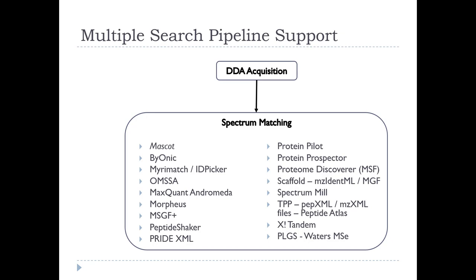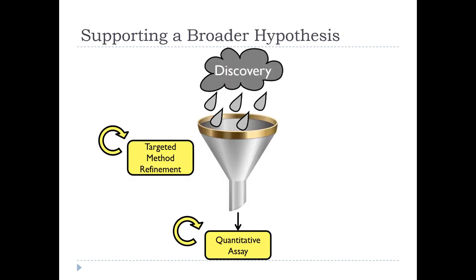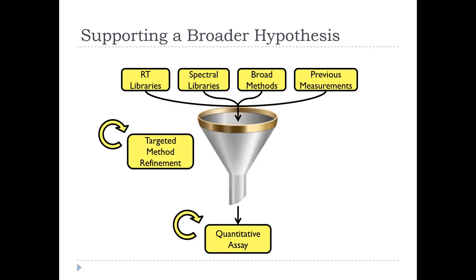What people do with DDA a lot is this spectrum matching. And there's a whole lot of different pipelines and tools, and we've worked to make Skyline support all of those. So as an entry point into Skyline, if you're up here doing discovery with any one of those pipelines, you can now get that information into Skyline to start your targeted proteomics refinement. So then this became, we can have retention time libraries, which I'm going to talk about this afternoon, spectral libraries, broad methods, and previous measurements all going into this funnel of targeted method refinement.